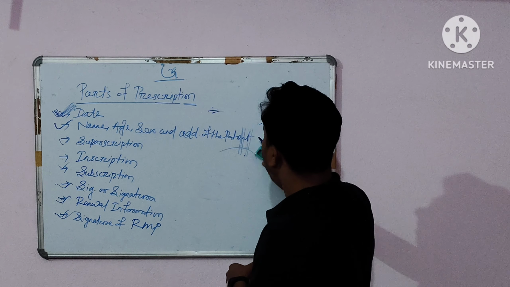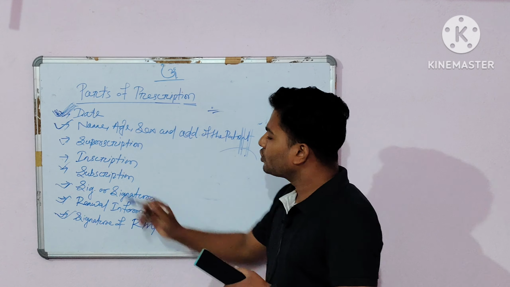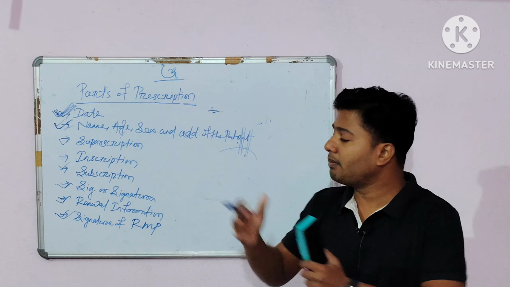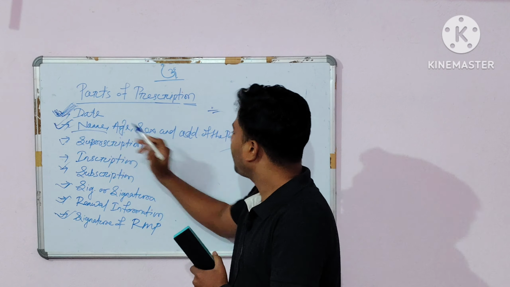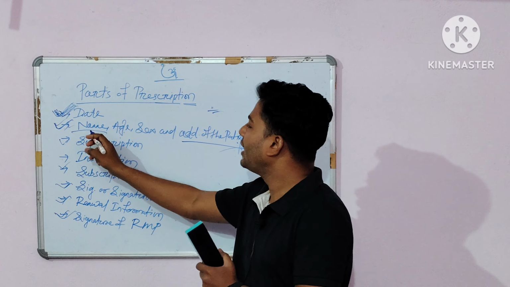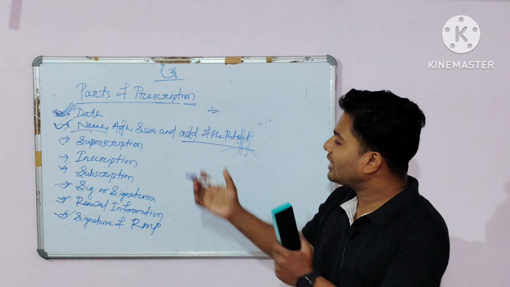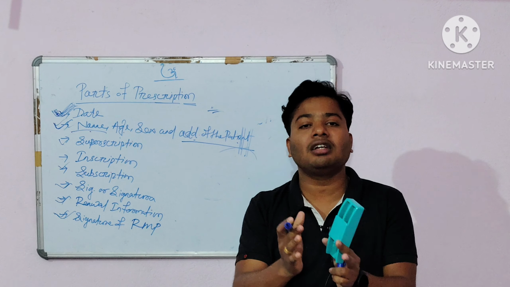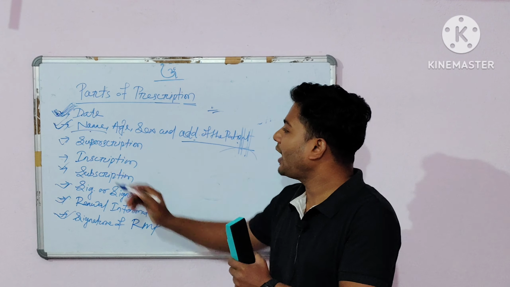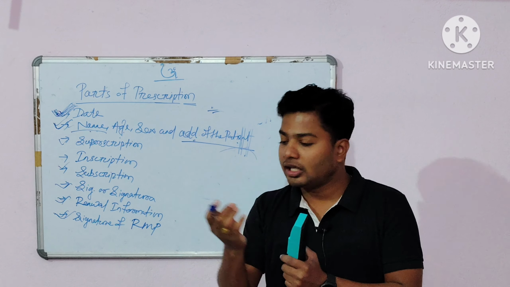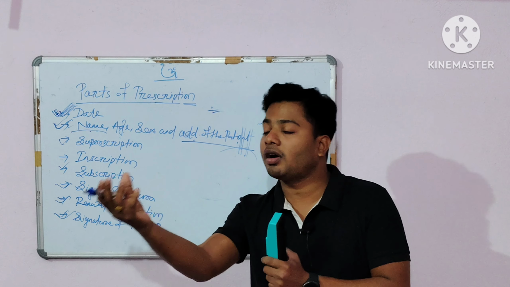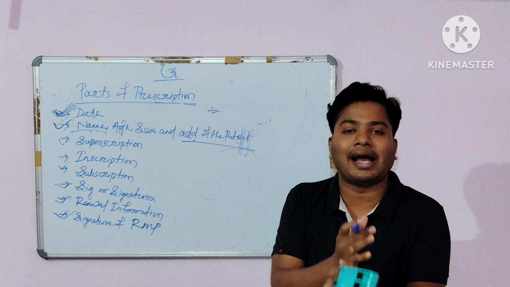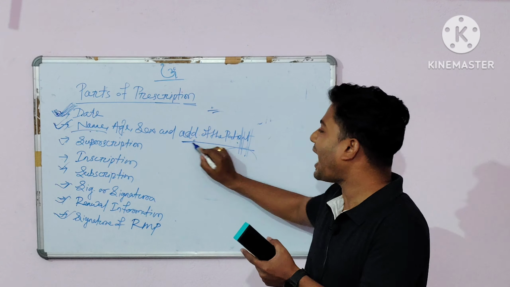name, age, sex and address of the patient. So why must the name, age, sex, and address of the patient be written in a prescription? What is the importance of that? Simply name and address of the patient, because it serves to identify the prescription. So from this name and address we can easily know which prescription is for which person, that means it easily serves to identify the prescription. And second thing, address of the patient.